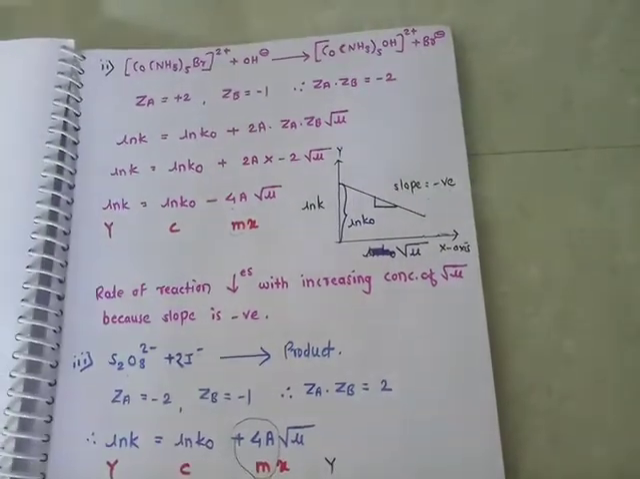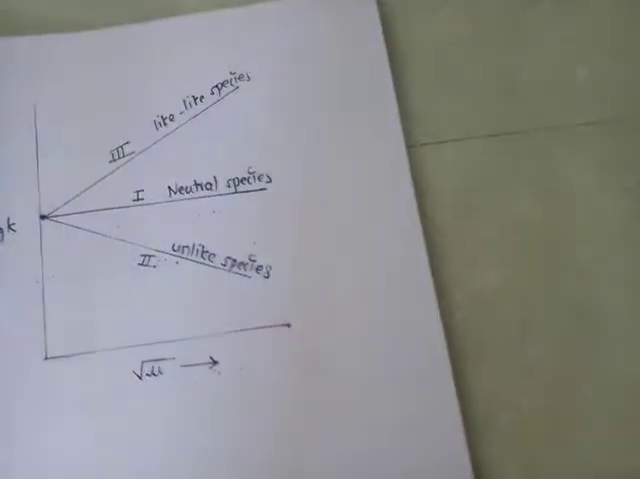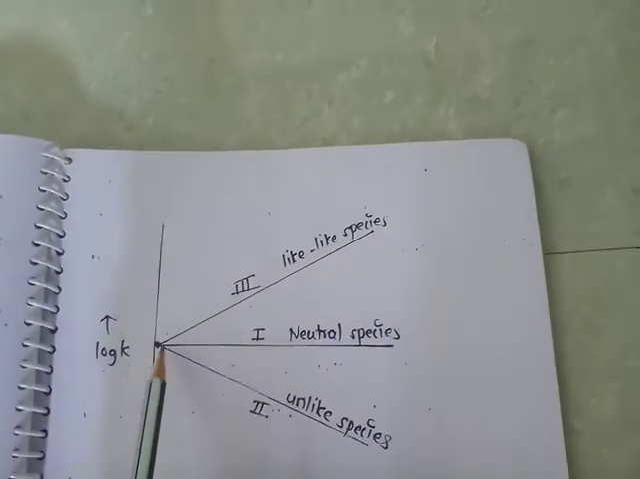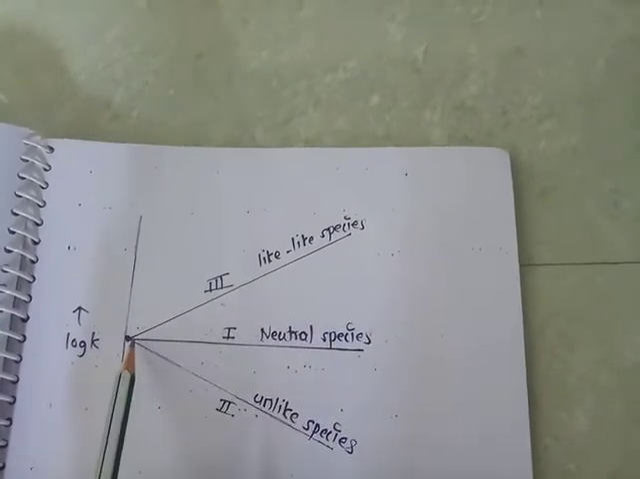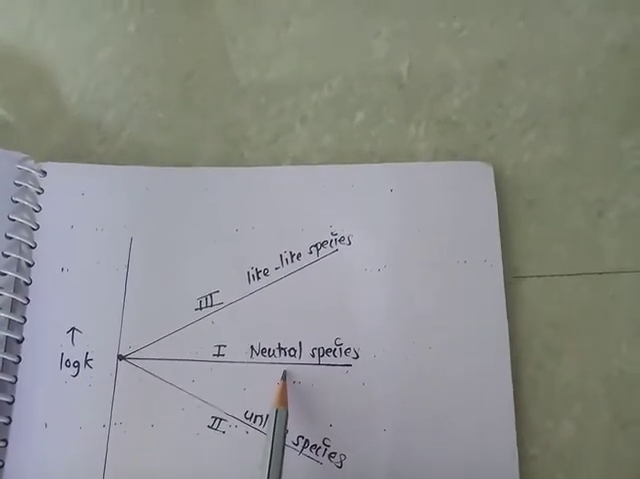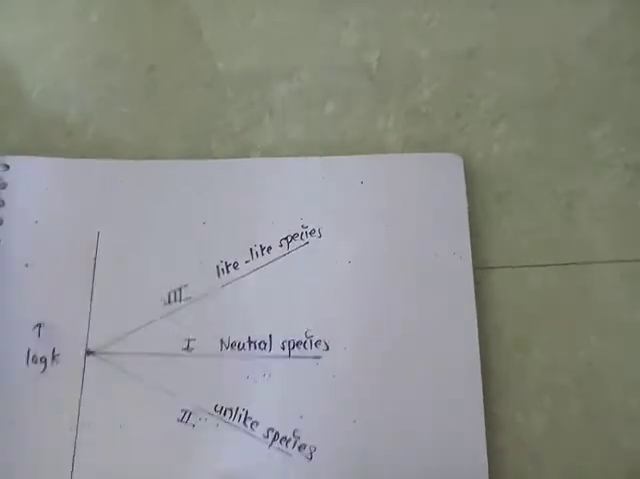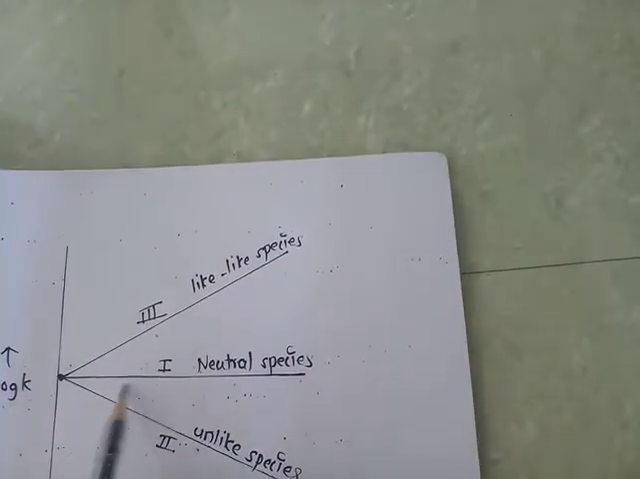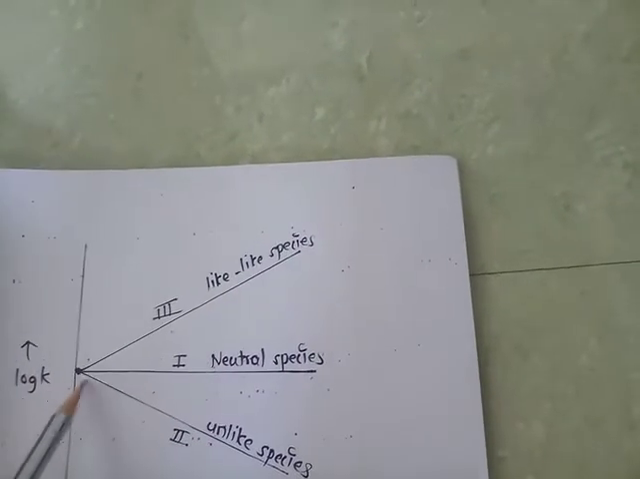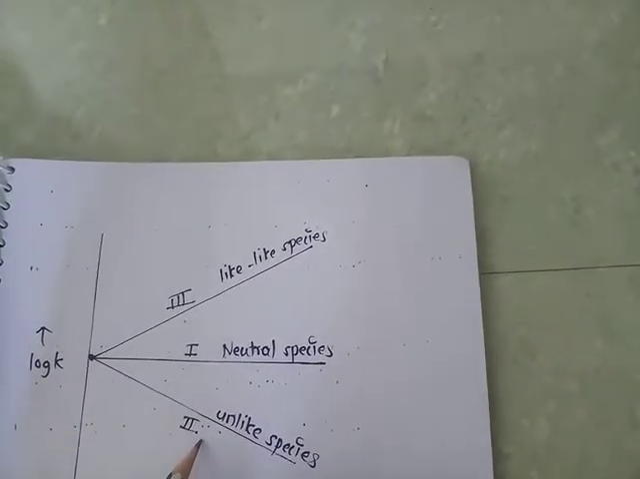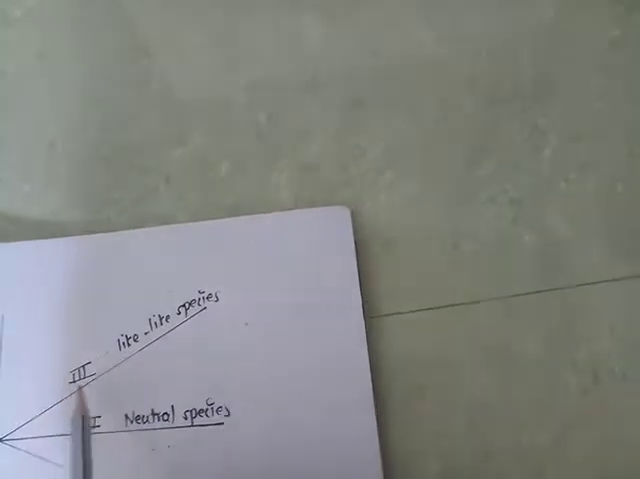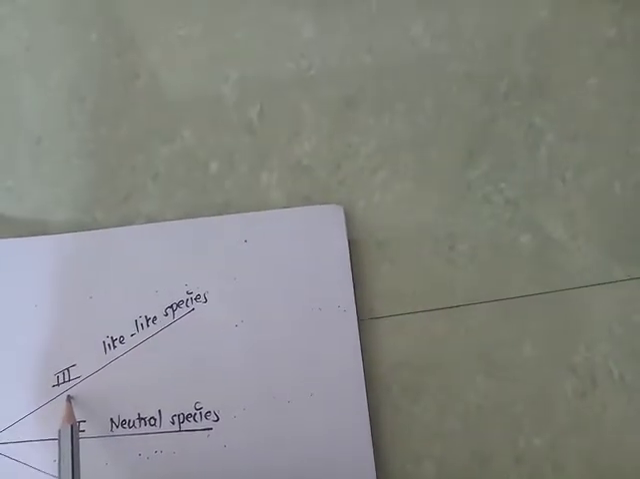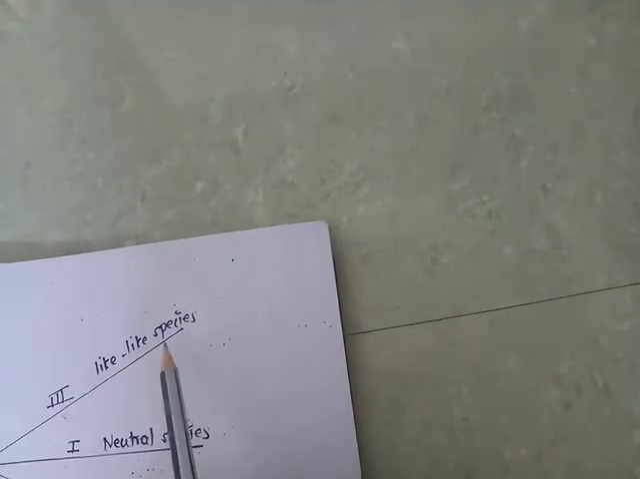If we combine all the graphs of the three reactions like this, this straight line is obtained from the first chemical reaction because rate of the reaction is constant. This line is obtained from the second chemical equation because rate of the reaction decreases, and this line is obtained from the third chemical equation because rate of the reaction increases.